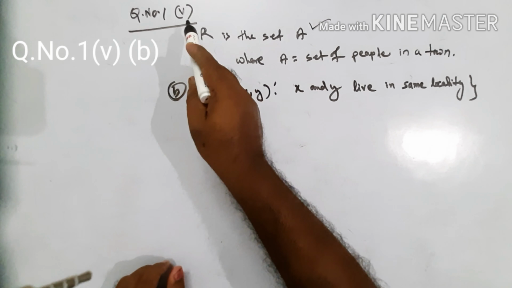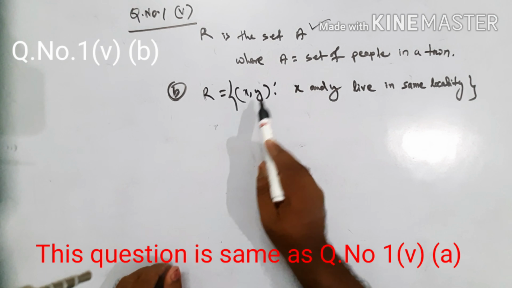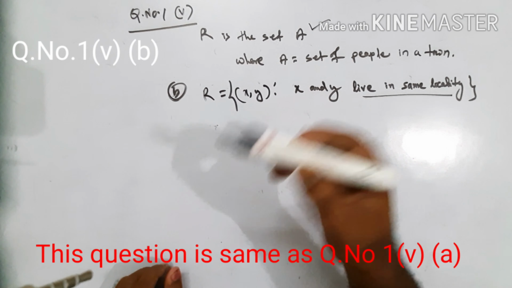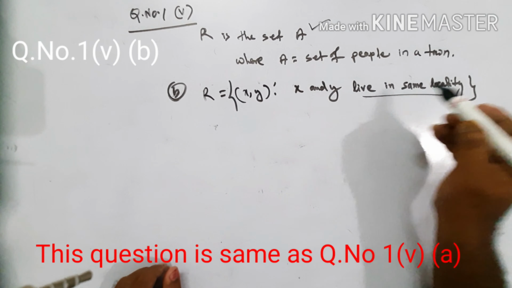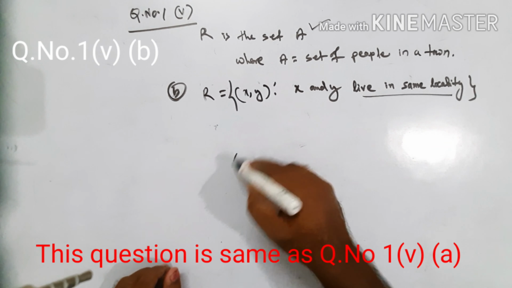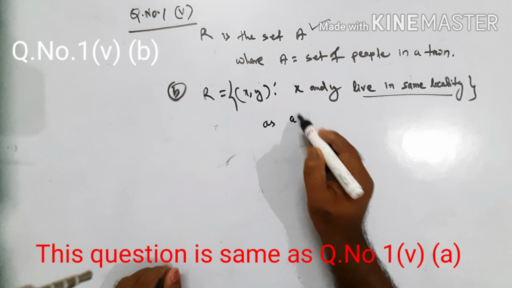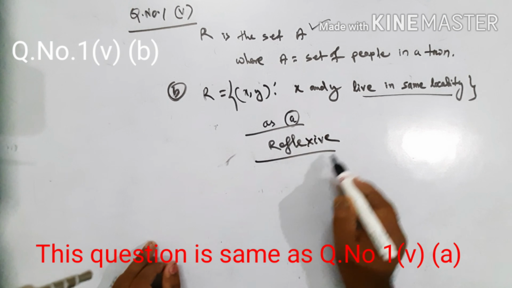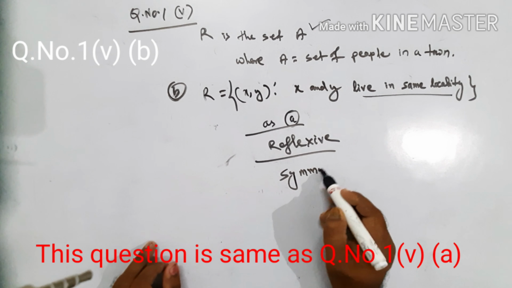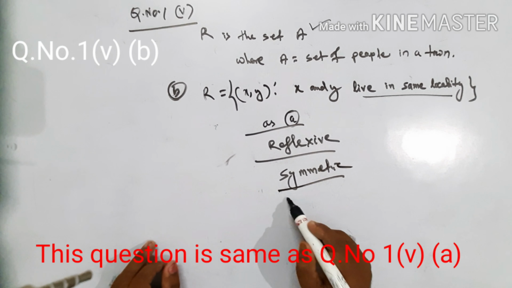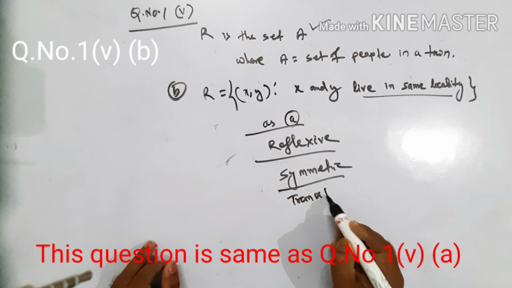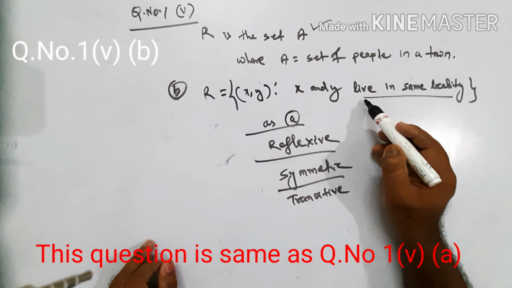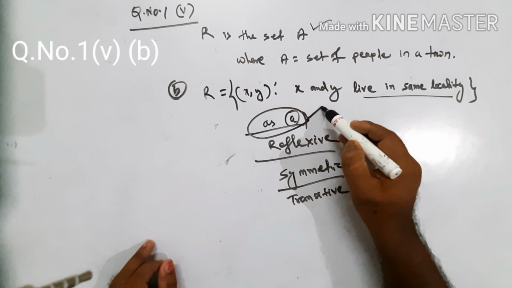Next question 1b, section B. (x, y) such that x and y live in the same place. This is the same as part A. X and y work in the same place, live in the same place. So the same way you start as A. That is reflexive, symmetric and transitive. Same way you discuss. There is nothing else. Just instead of work in, you write live in. Then that will be equal to the same A.